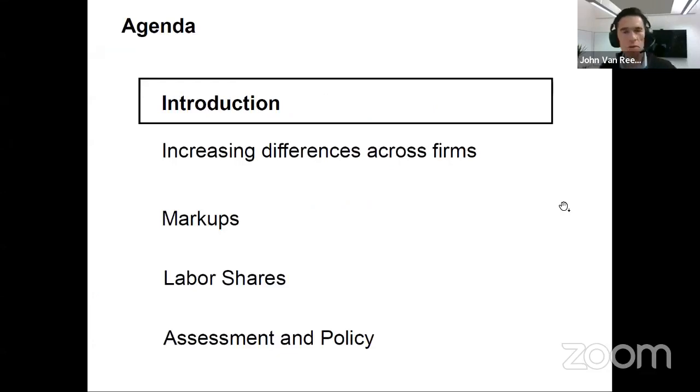So I'll talk a little bit about where I'm coming from, and then also give you some facts on what I call increasing differences across firms in different countries in the world. I should say I'm no expert on Sweden, so although there will be some graphs with Swedish data, most of it won't be on Sweden, but I'll give you an overview from lots of different countries. Then something on markups, on profitability of firms, something on labour, very relevant for the trade union movements, and then try to give a bit of an assessment and some policy implications from what has been going on with the growth of these so-called superstar firms.